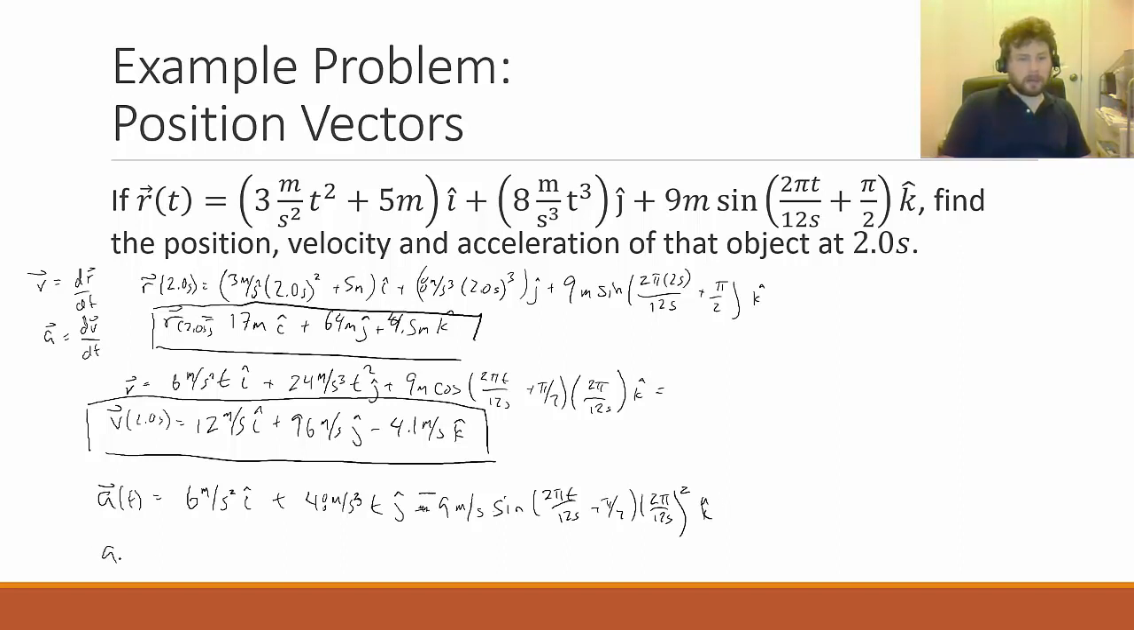And if I plug in 2 seconds, again, I'm not going to bother to write 2 seconds everywhere there's a t, but that's what I would do. I'll get 6 meters per second squared I hat, and when I plug that in, I get 96 meters per second squared j hat, because the 2 seconds cancels out one power of the seconds in the denominator. And then I get minus 1.24 meters per second squared k hat.